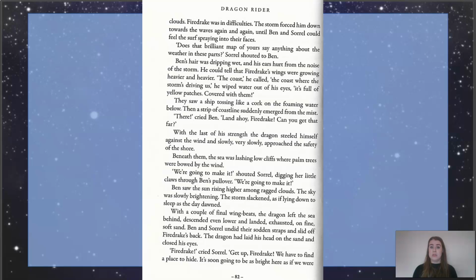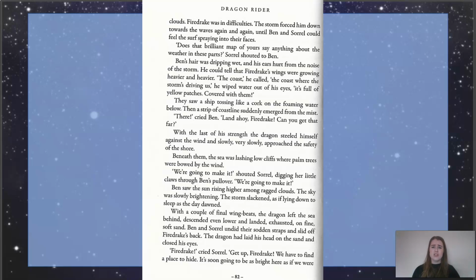Firedrake was in difficulties. The storm forced him down towards the waves again and again, until Ben and Sorrel could feel the surf spraying into their faces. Now that tells them they must be really close to the top of these waves to have that back spray of the salty sea. "Does that brilliant map of yours say anything about the weather in these parts?" shouted Ben to Sorrel. Ben's hair was dripping wet and his ears hurt from the noise of the storm.